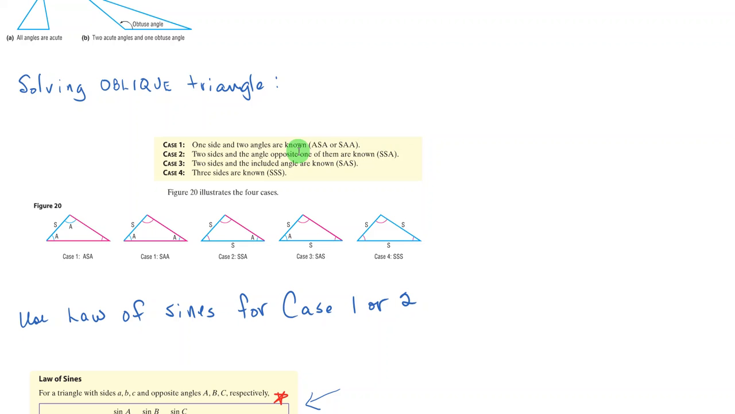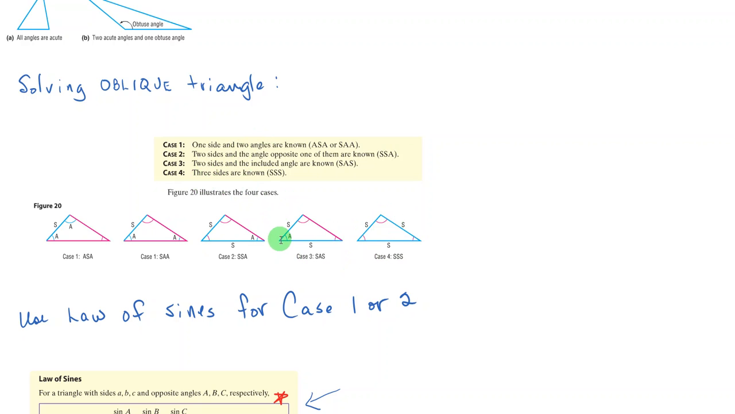One side and two angles, so that could be ASA or SAA, and those pictured are here for case one. Case two would be two sides and the angle opposite one of them, so side, side, angle. Case three, two sides and the included angle, so side, angle, side. And then case four would be three sides. And so those are the four cases that we may encounter.